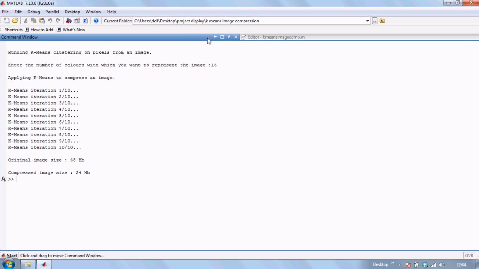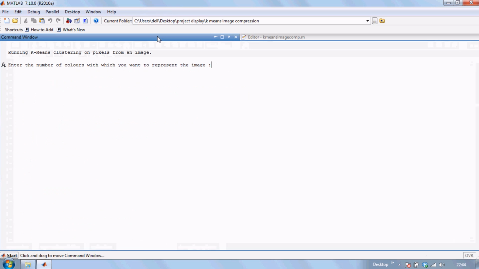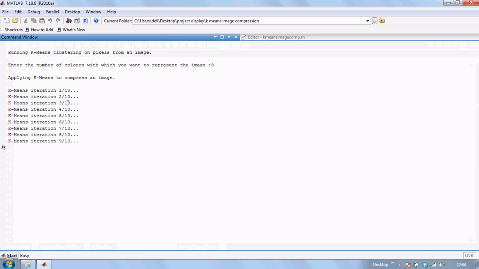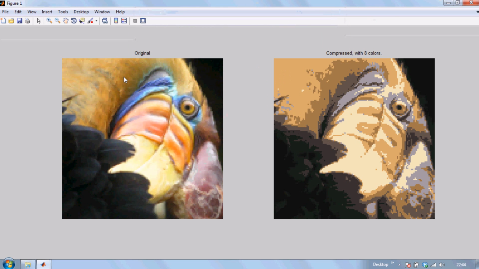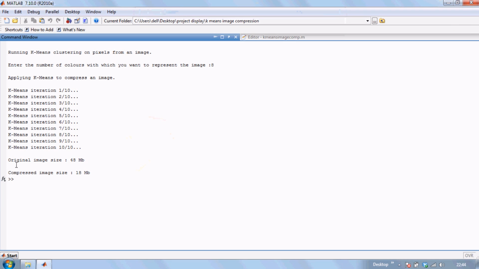If I run the same script with 8 colors alone, it's going to be a little faster, but anyway, the output is pretty bad. It has only 8 colors. It is going to choose the 8 colors that occur the maximum in this image, and it is going to put them there. My original image size is 48 MB and compressed image size is 18 MB. This is also pretty easy, but you need some amount of background knowledge.